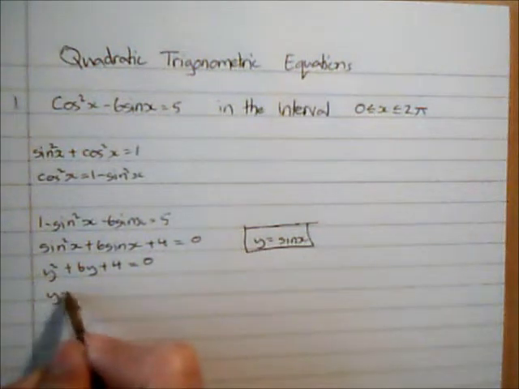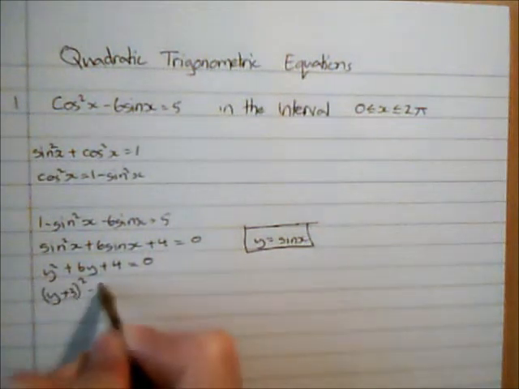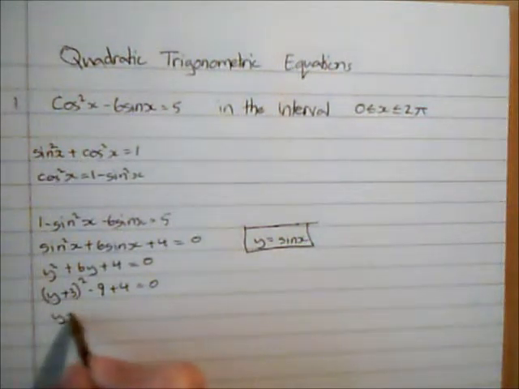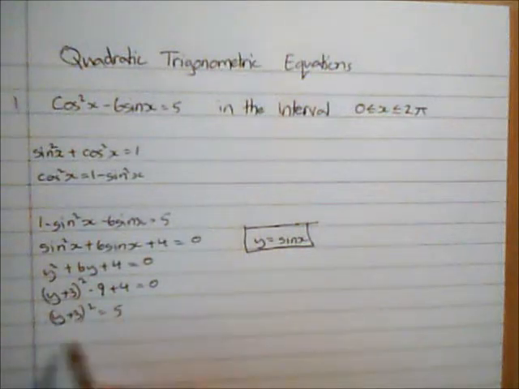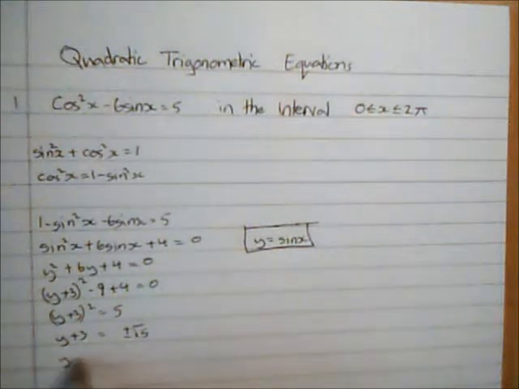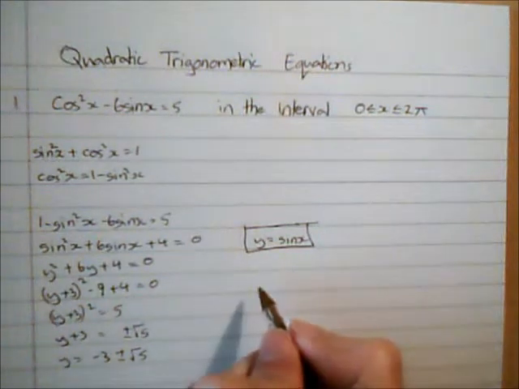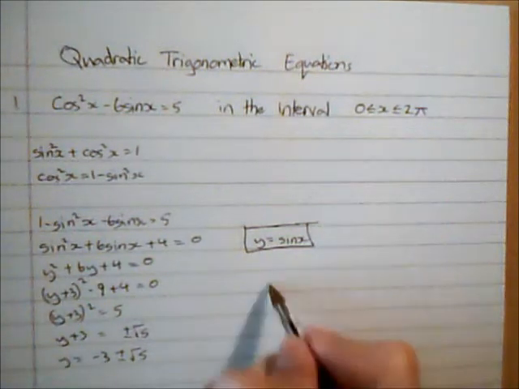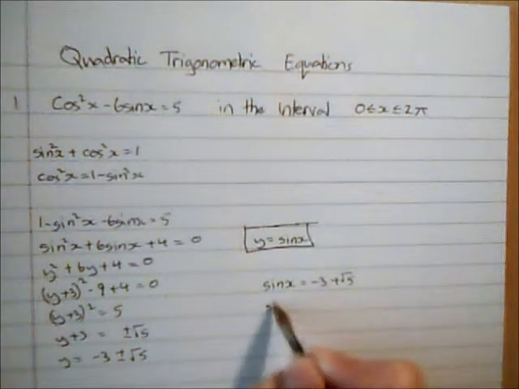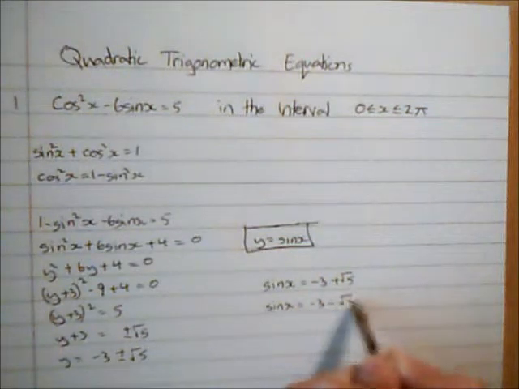So y plus 3 squared, subtract 9, add 4 equals 0. I'm going for completing the square here, so y plus 3 squared equals 5, y plus 3 equals positive or negative root 5, so y equals negative 3, add or subtract root 5. So they're my solutions for y. So let's look at it for x then. Well, y is equal to sine x, so we've now got sine x equals negative 3 add root 5, or sine x equals negative 3 subtract root 5.